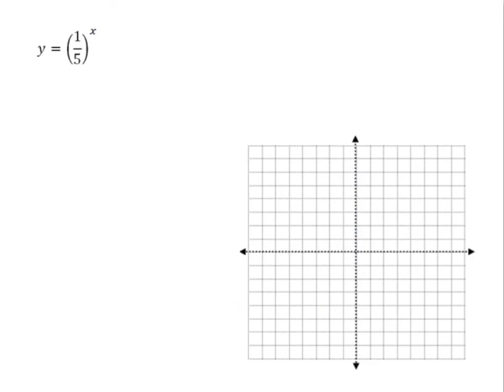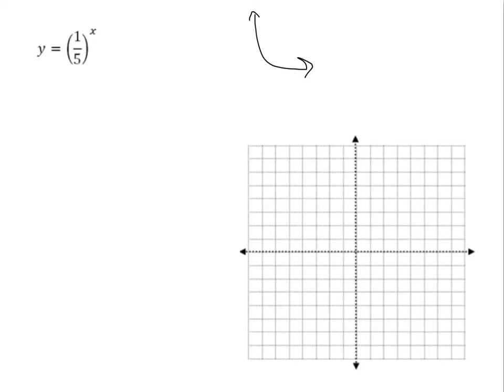Okay, we're going to do one more example. This one's going to be a decay example because we have 1/5. Once we have a value in between 0 and 1, right here, that means that it's going to be decaying. So our graph should start up high and go low. All right, that's what it should look like.